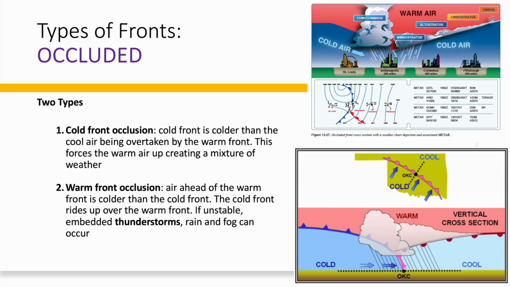Sorry, let me correct my phrasing. So this is a warm occluded front or warm front occlusion, and then a cold front occlusion would be the opposite, where you have warm air mass here and cold down here.